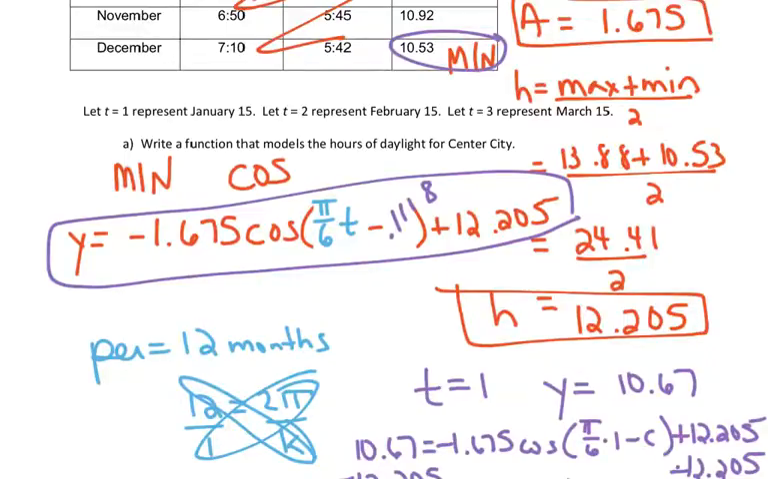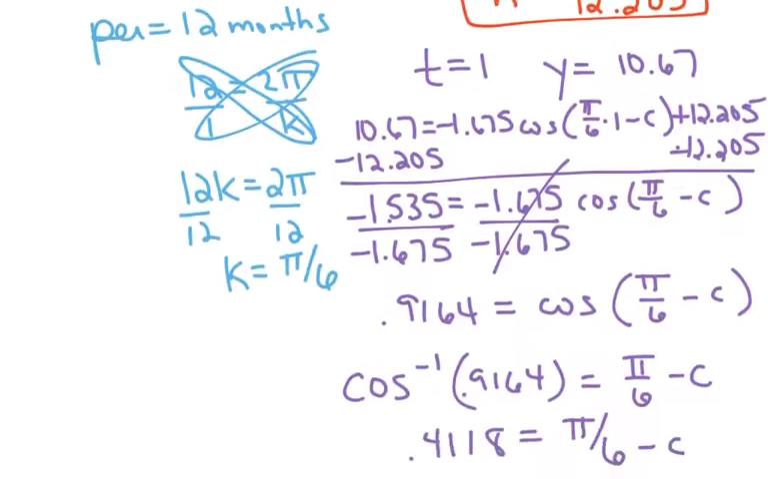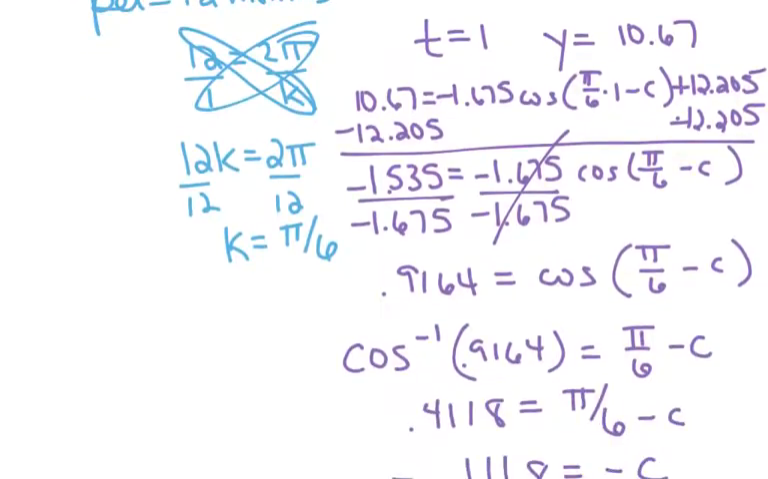We got pi over 6. It was the last step of the problem that was most difficult because we had to do a lot of work. In order to find the phase shift, you take any ordered pair from the table, preferably the first one, and you plug it in for t and y. And then you solve that equation for c. All it is is regular old algebraic manipulation. The only thing you need to remember to do is, in order to get rid of a cosine on one side of an equation, you have to do an inverse cosine on the other.